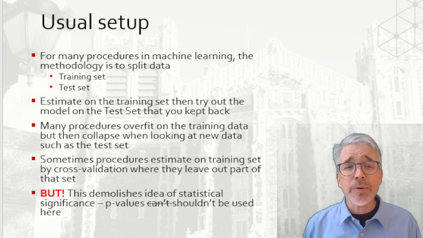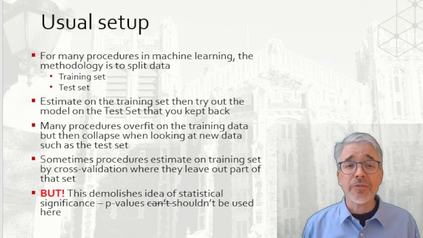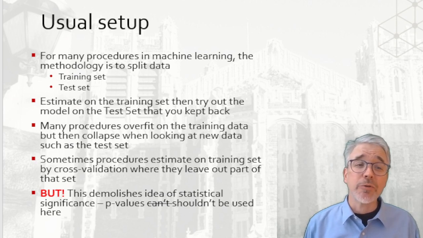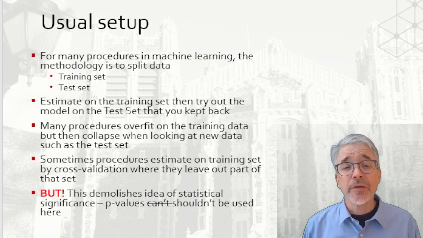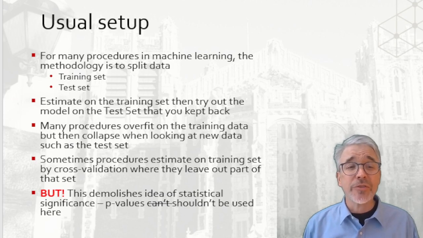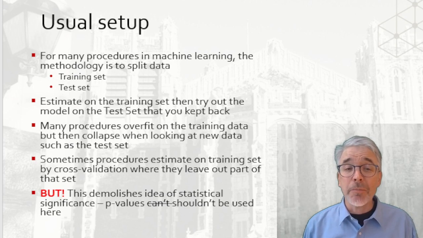One of the common problems we get is that procedures might overfit the training data and completely collapse when they're looking at new data. With some procedures, there's cross-validation, where we take the training set and don't even use the whole training set, but use randomly selected parts of the training set to estimate the model. We do that in a bunch of different subsets of the training set to find the best parameters. So we're splitting the data multiple ways to estimate.